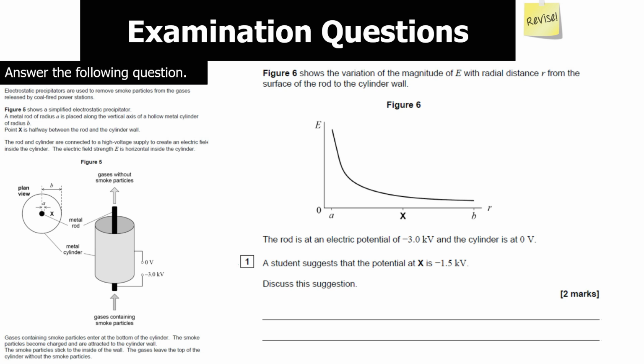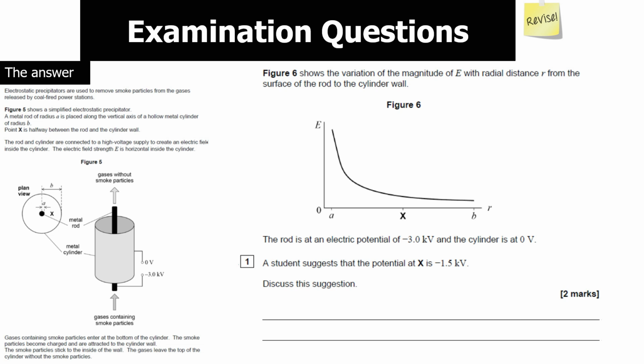Gases containing smoke particles enter at the bottom of the cylinder. The smoke particles become charged and are attracted to the cylinder wall. The smoke particles stick to the inside of the wall and the gases leave at the top of the cylinder without the smoke particles. Figure 6 shows the variation of the magnitude of E with the radial distance r from the surface of the rod to the cylinder wall. The rod is at an electrical potential of minus 3.0 kilovolts and the cylinder is at 0 volts. A student suggests that the potential at X is minus 1.5 kilovolts. Discuss this suggestion. So pause the video now, then unpause the video when you want to go through your answer.